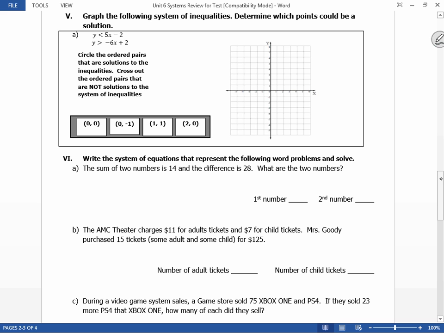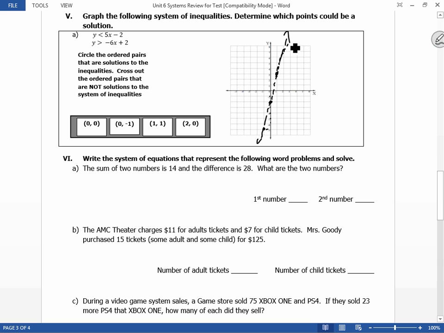All right. So for part V here, graph the following system of inequalities. So y equals 5x minus 2. So the y-intercept is negative 2. The slope is 1, 2, 3, 4, 5 over 1. And so we'd have a dotted line like that.